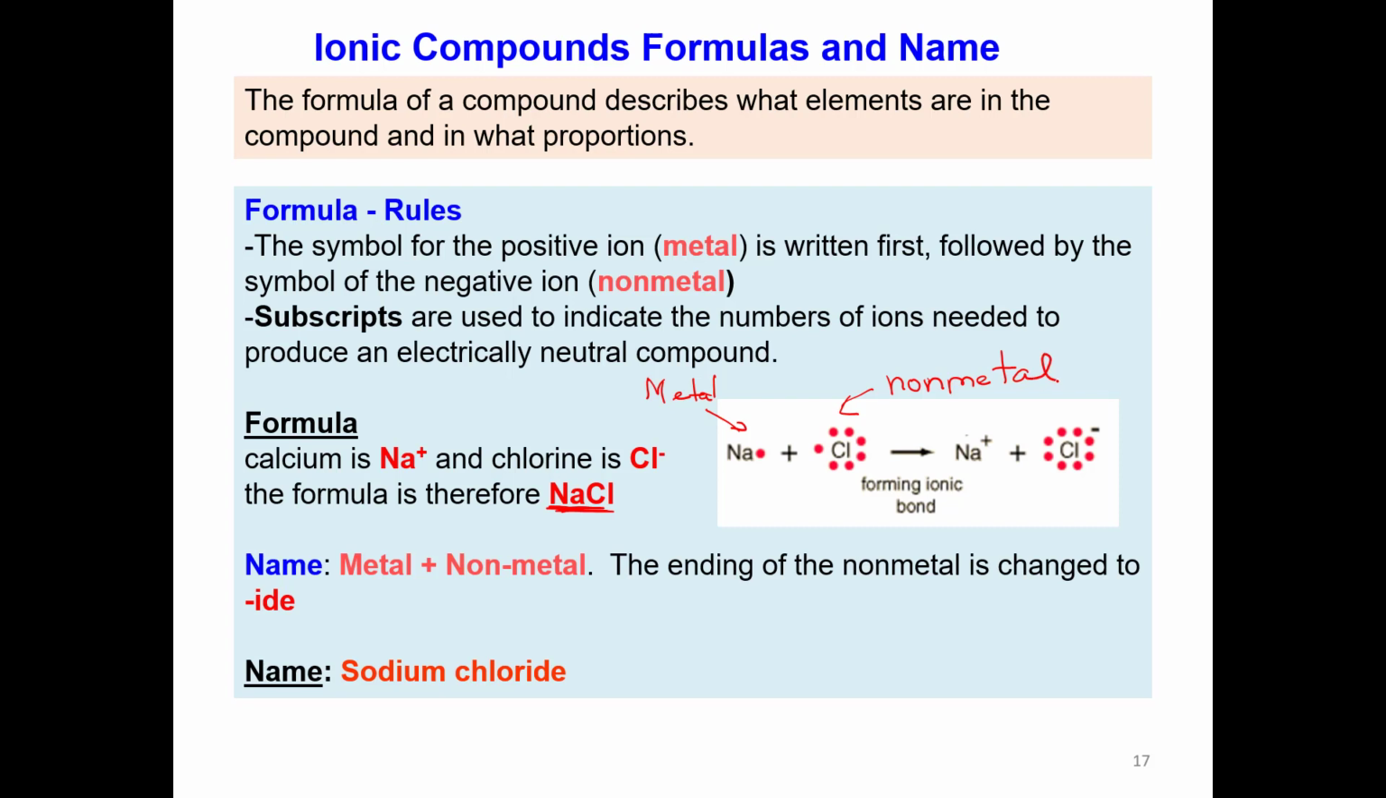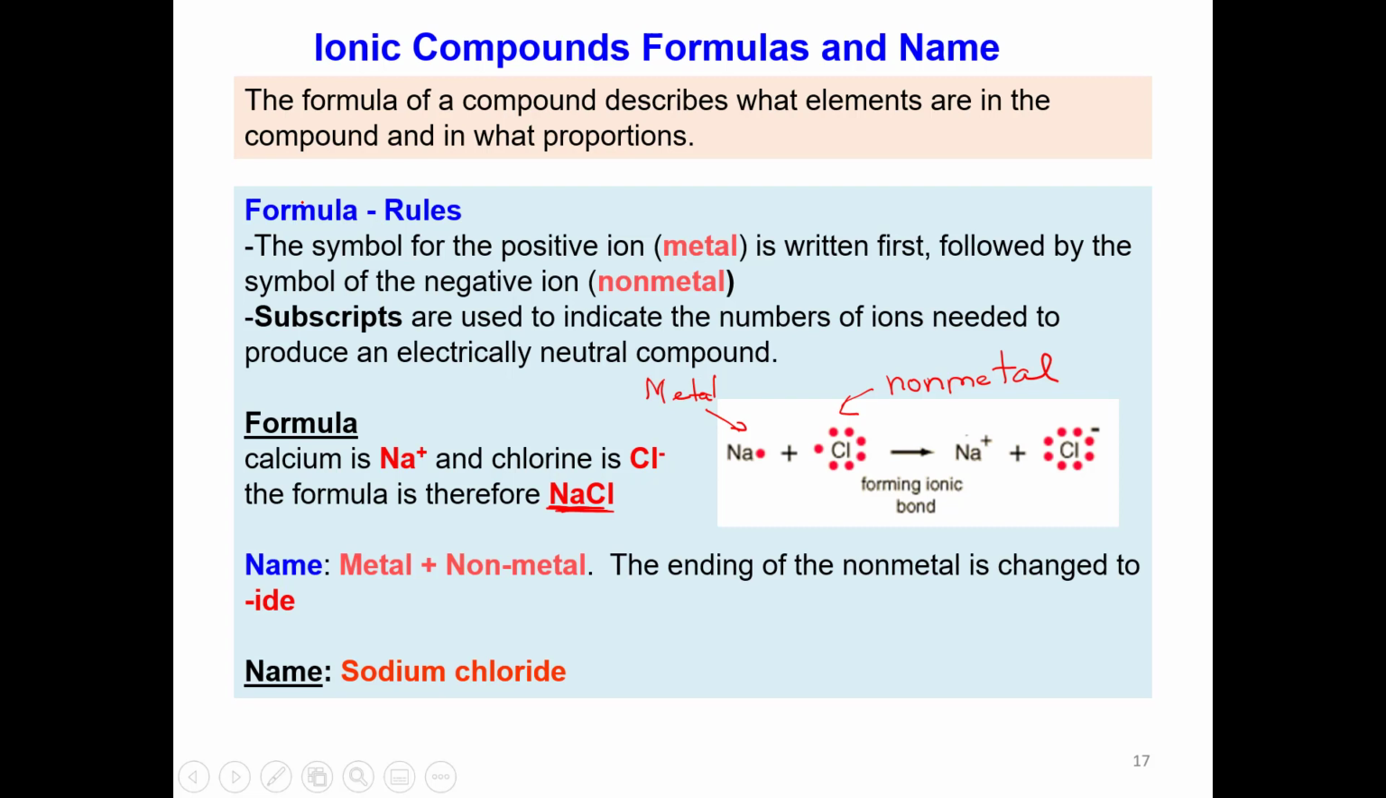Then always the first is the symbol of the metal. This is why we had first sodium, and then we had the symbol of the non-metal, which is chlorine. And one important thing in the formula, we don't want to add the charges. We don't want to add this positive one or negative one. When we write the formula, we just write the symbol of the element. We don't need the charges of the ions.